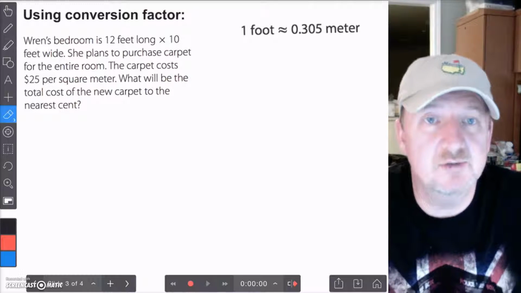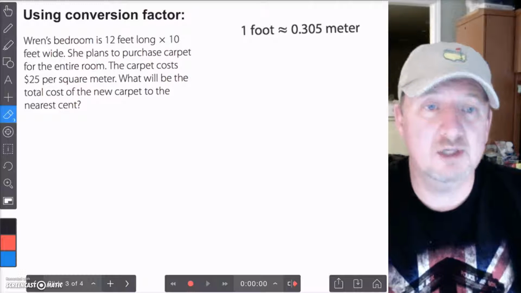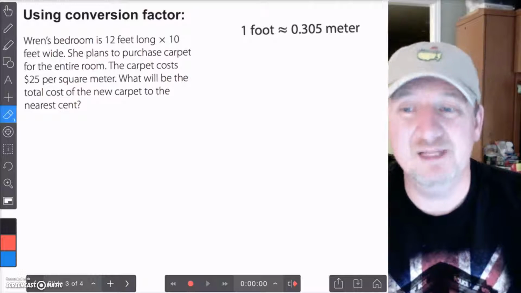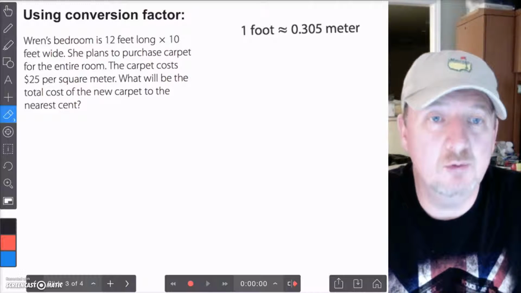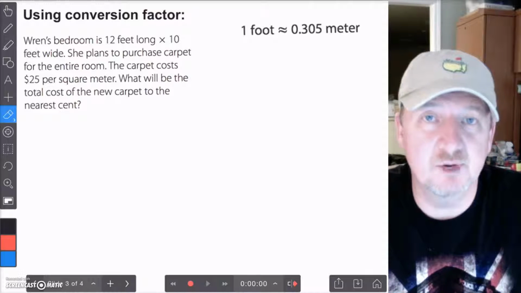It says Ren's bedroom is 12 feet long by 10 feet wide. She plans to purchase carpet for the entire room. The carpet costs $25 per square meter. What will the total cost of the new carpet be to the nearest cent? So that sounds like we're going to have to do some rounding.